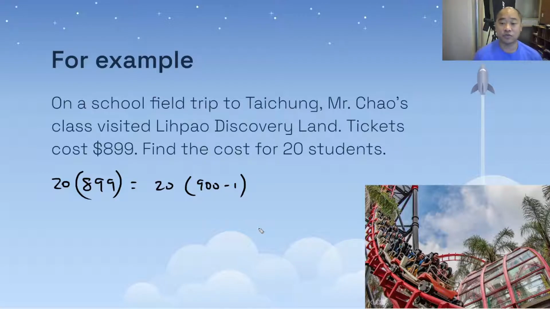20 by 900 is 18,000. And then from 18,000, we're going to subtract 20. 20 times 1 is 20. And that is 17,980. Look at that. We just did it.